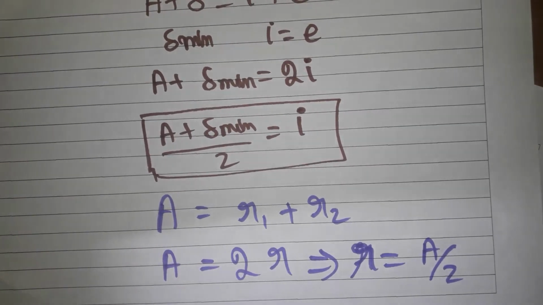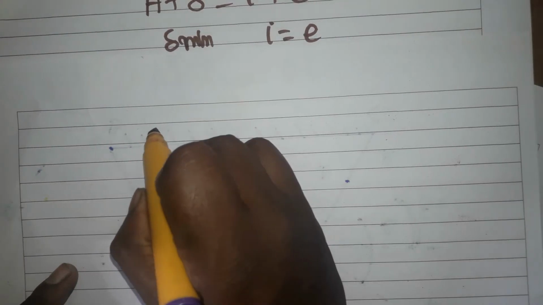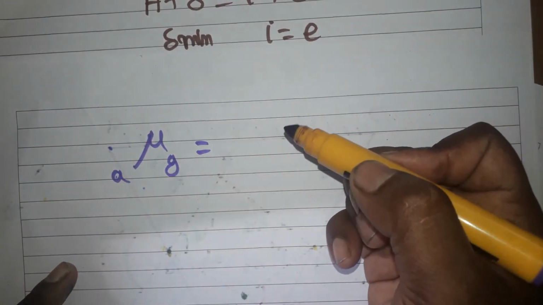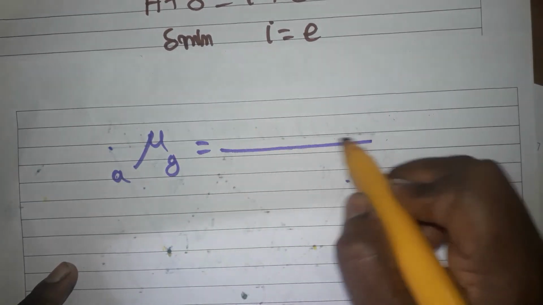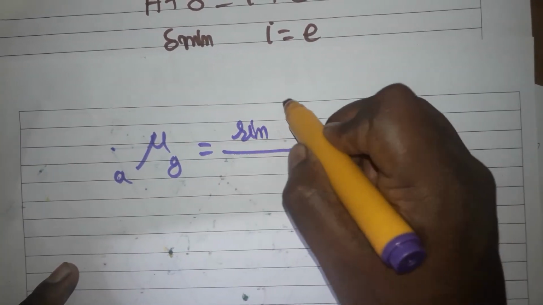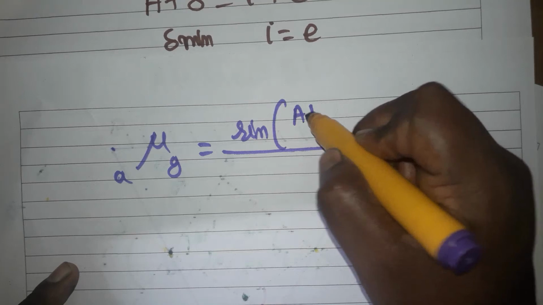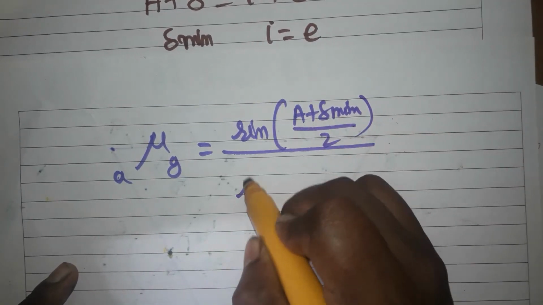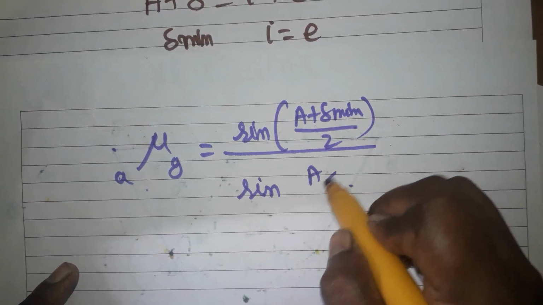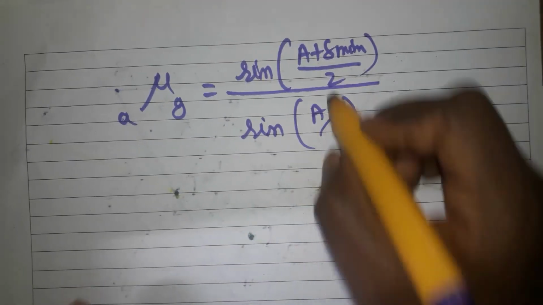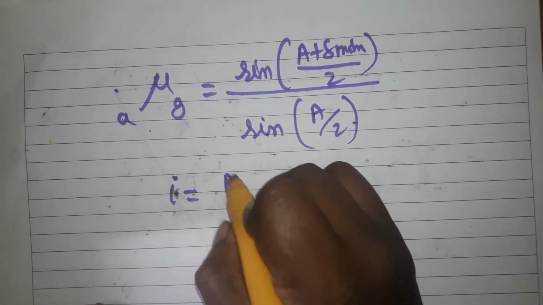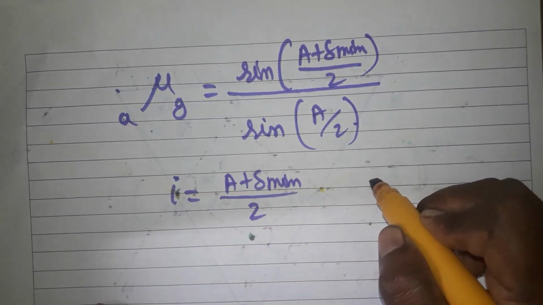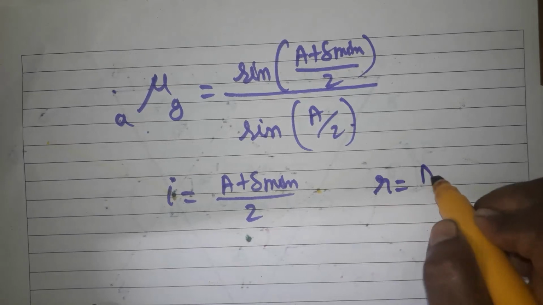Sin I by sin R. So refractive index of A to G is equal to sin angle of incidence by sin angle of refraction. Sin I, what we know, is going to be A plus minimum deviation divided by 2, divided by sin A divided by 2, because we know the incident angle is equal to A plus minimum deviation divided by 2, and the refracted angle is going to be A divided by 2.